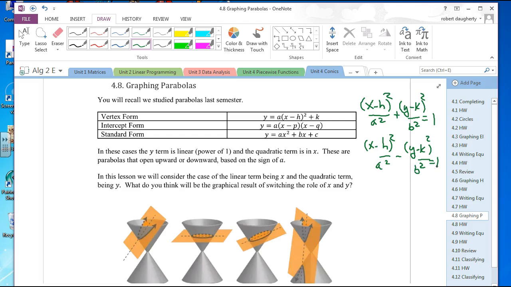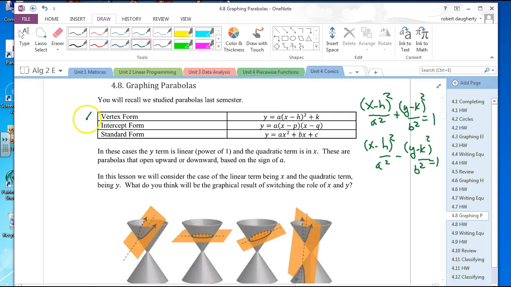So even though it looks radically different when you graph it, the center is still (h, k). The horizontal distance is a. The vertical distance is b. So even though there was a big shift in what the graphs looked like and more complexity, from a formula standpoint, there wasn't much change. So you've got that under your belt.